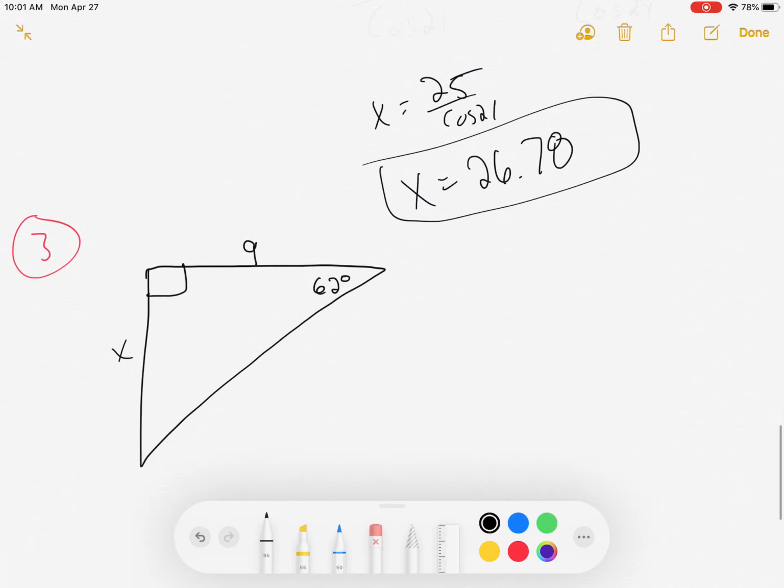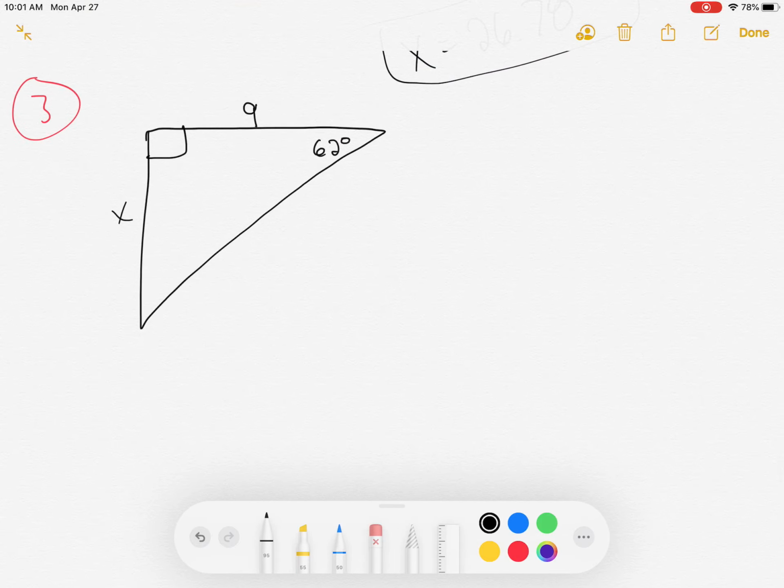Okay, on to the last one. Again, we have a right triangle, and we are given one angle. We're going to put everything in terms of this angle. We're going to list out my O, my A, my H. I encourage you to pause the video and try it yourself. But I will give you about 5 seconds here before I go through the problem now.